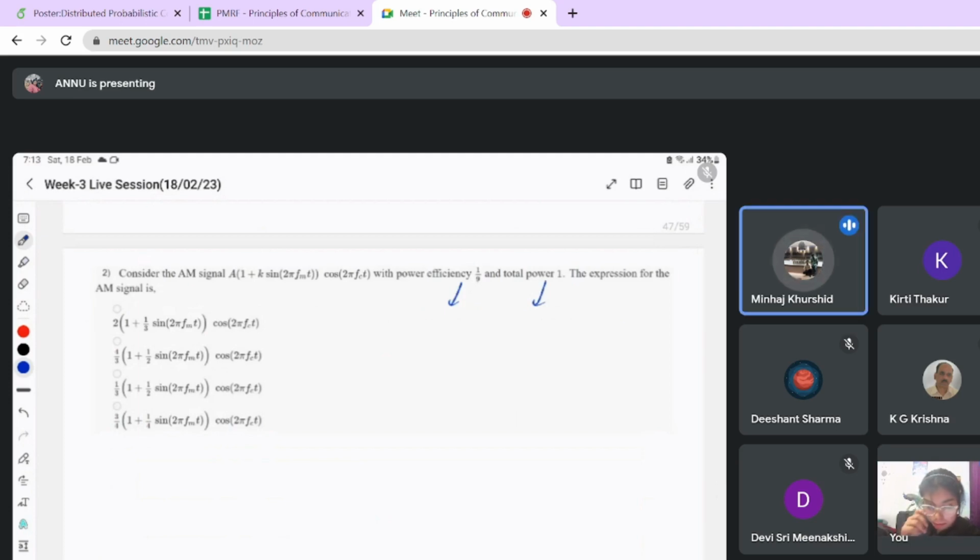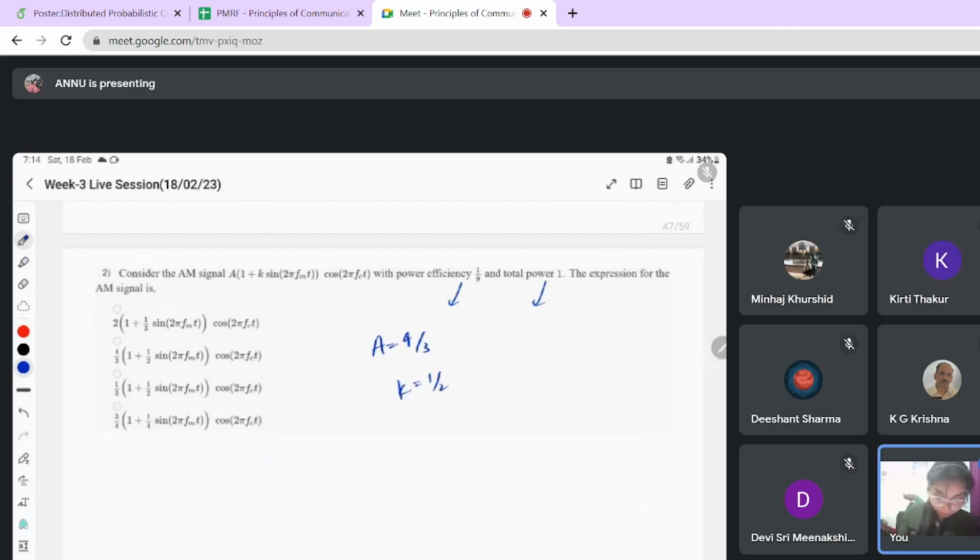Ma'am, A is 4 by 3 and K is 1 by 2. So how many seconds did you take to solve this question? Sorry, ma'am, I didn't hear. Sorry, I was asking about the time, how much time you took to solve this question.